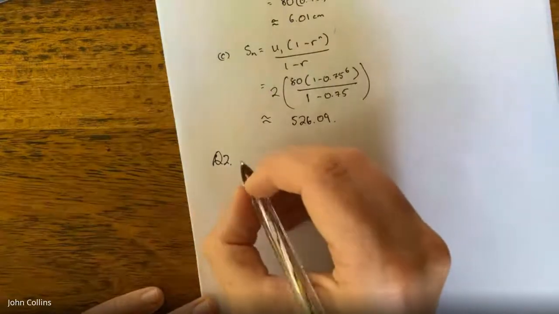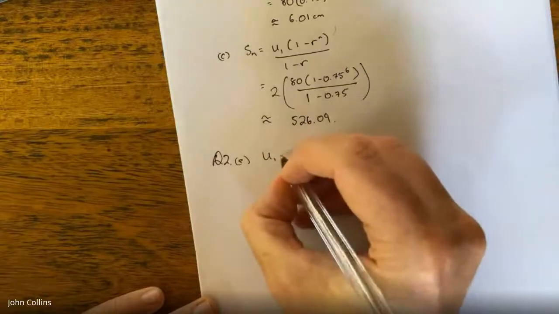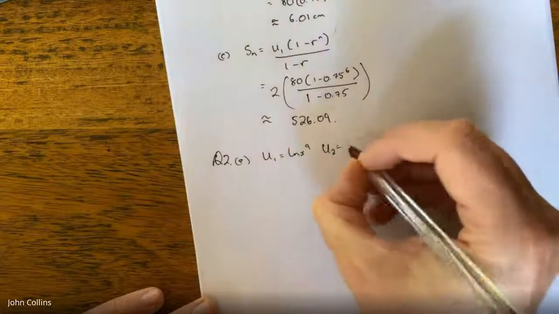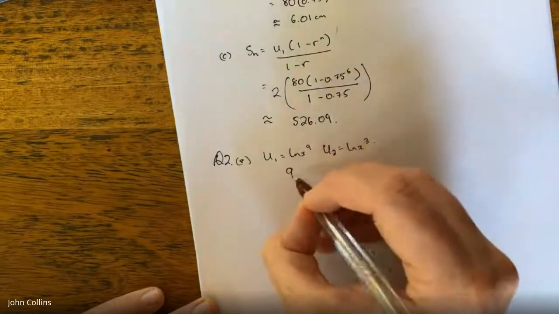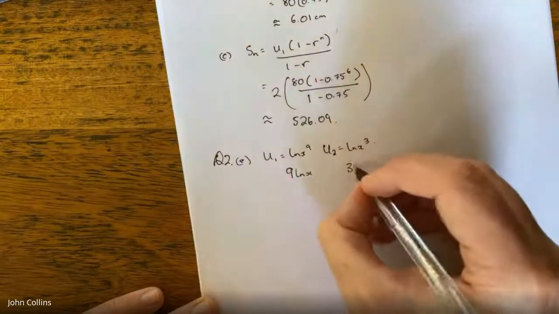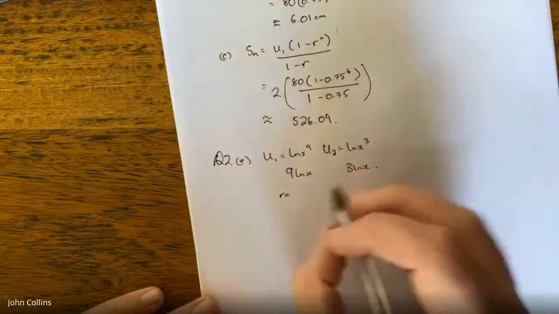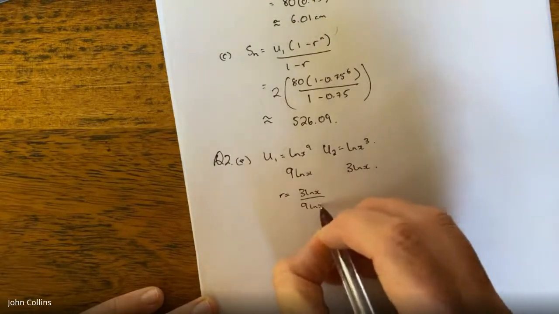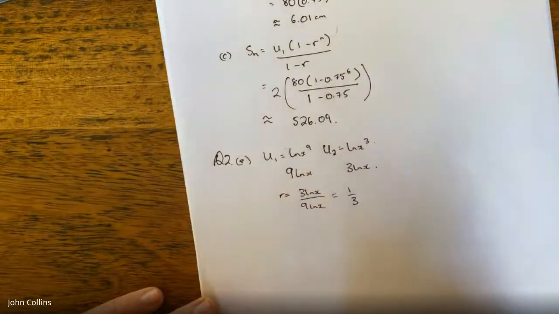So question 2, find the common ratio. Well, U1 is ln x to the 9, and U2 is ln x to the 3. So you can use the rules of logs. That's going to be 9 ln x, and that's going to be 3 ln x. And then U2 over U1 would give me the ratio. So it's going to be 3 ln x over 9 ln x, which is 1/3 with some cancellation. Yes. Okay, part B.